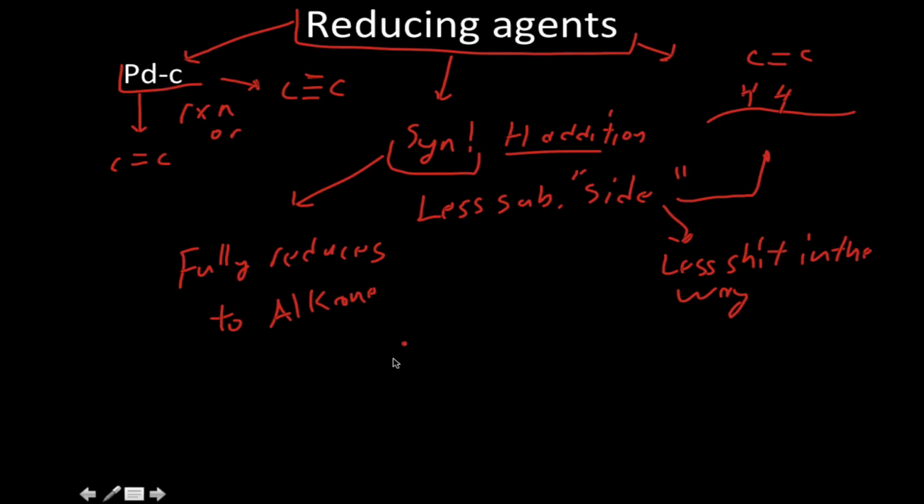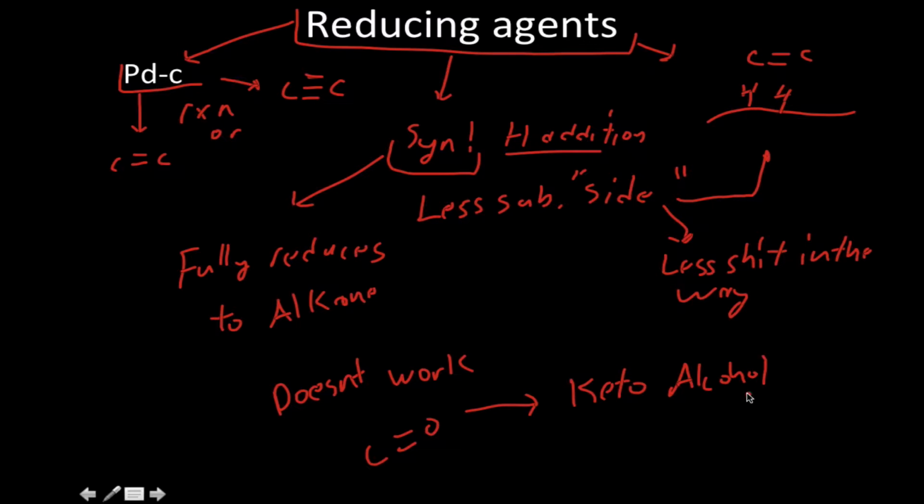One last note that I have made: obviously, watch for stereochemical effects, since this can cause enantiomers. But this doesn't work if there is a carbonyl in the molecule, because with that carbonyl there, you get a keto alcohol byproduct that's kind of reacting in equilibrium with it and won't be beneficial. So that's the first thing we need to know as far as reducing agents go.